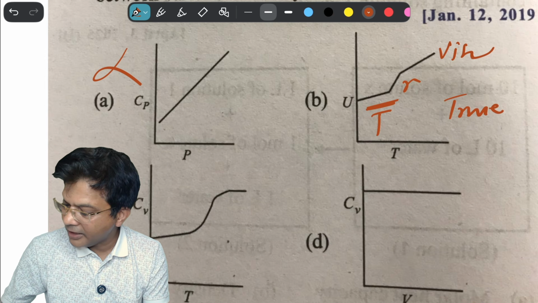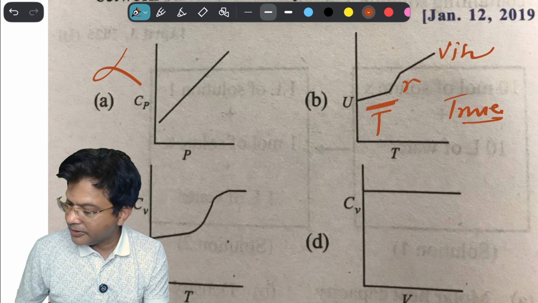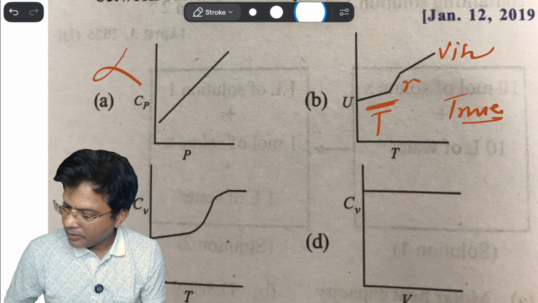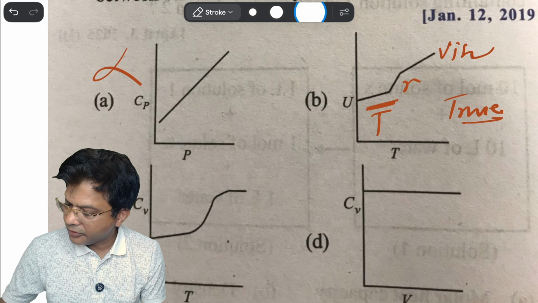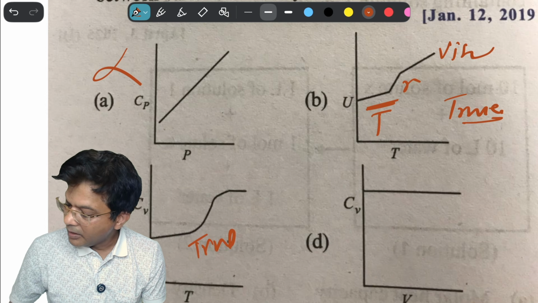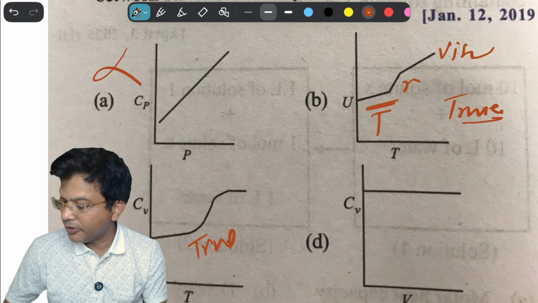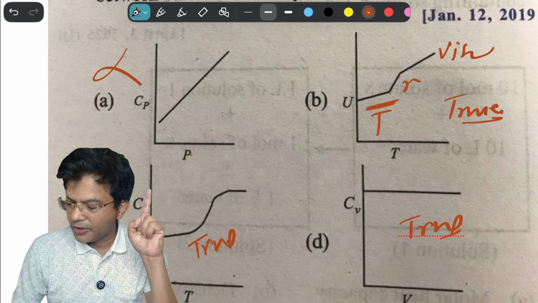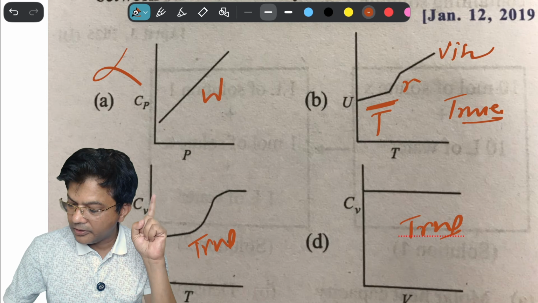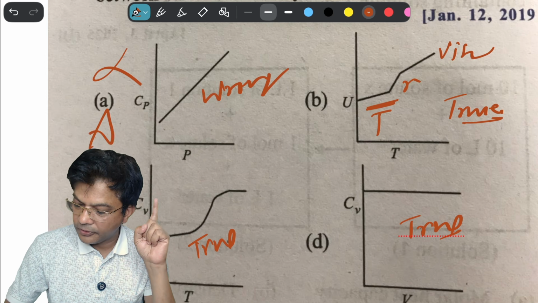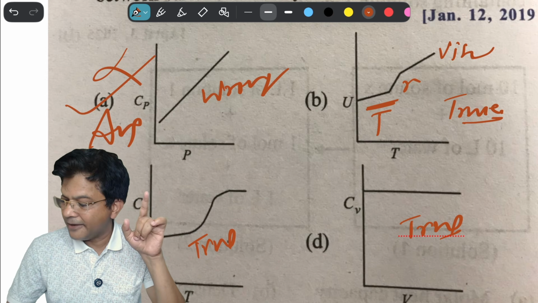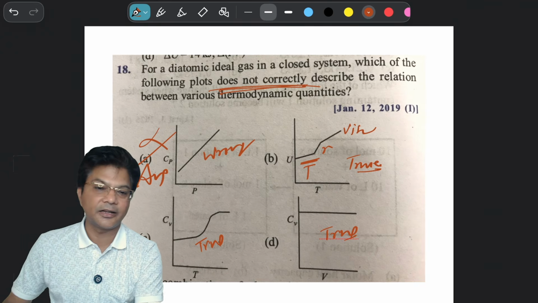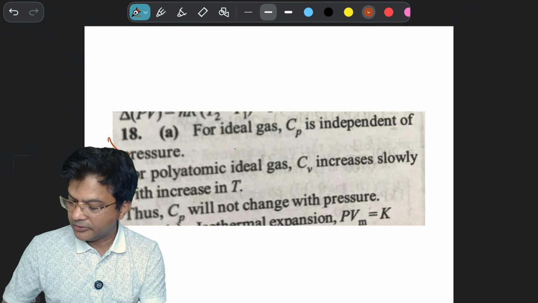So they haven't asked the true one. Now CV will change with temperature, because change in entropy is a function of CV. Now this is also true. So this is not the answer. And now CV with volume will not change. So this is also true. CP is not going to change with pressure. This is wrong, and that's why this is your answer. A is your answer because they have asked which one is not correctly describing. So A is the correct answer. I hope everyone got it. A is the correct answer.